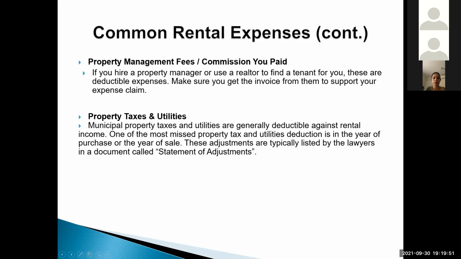Property taxes and utilities are often missed in the year of acquisition or sale because of the transition of ownership. These adjustments are typically listed by the lawyers in a document that's literally called Statement of Adjustments. So if it's a single family home, these aren't going to be large sums, but it's certainly something that you have to pay. You might as well deduct.